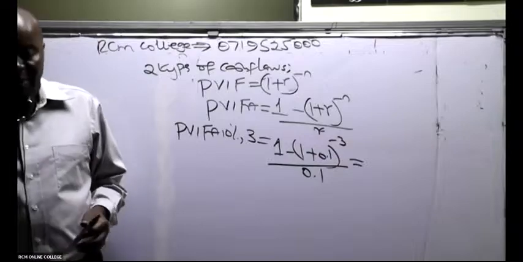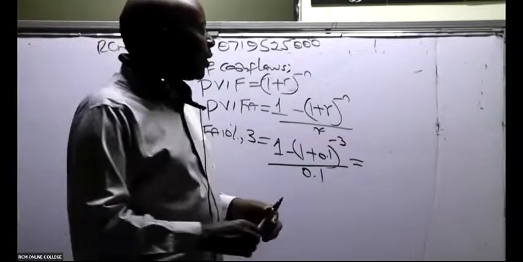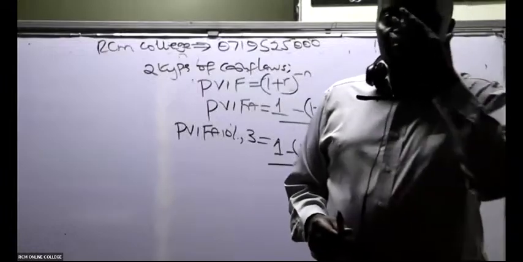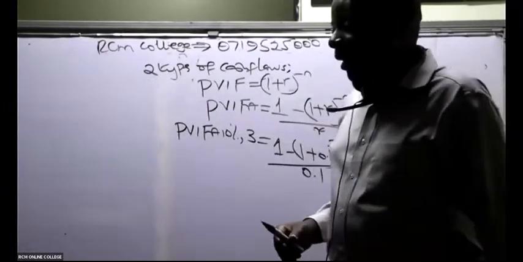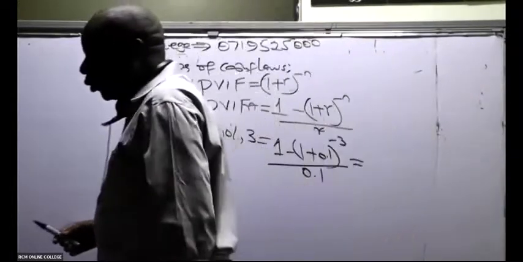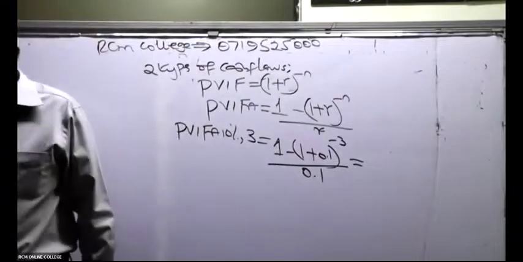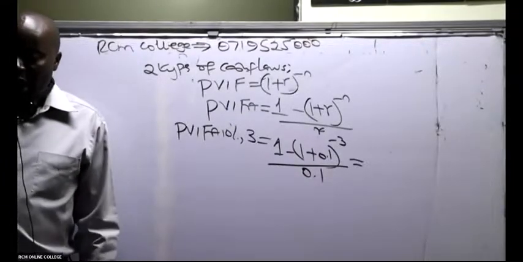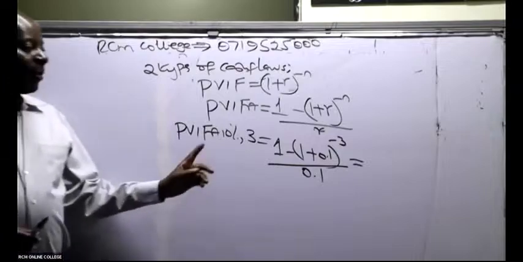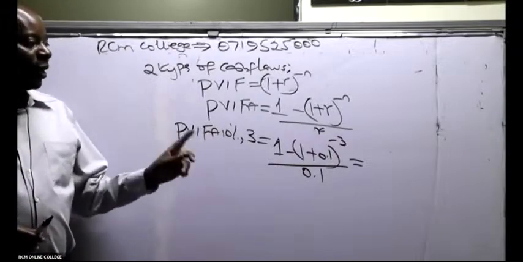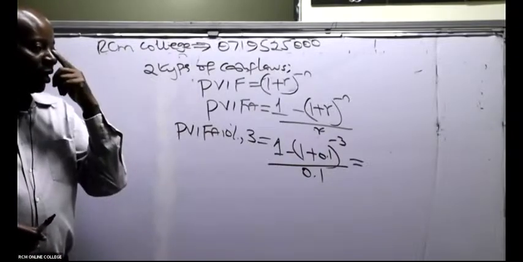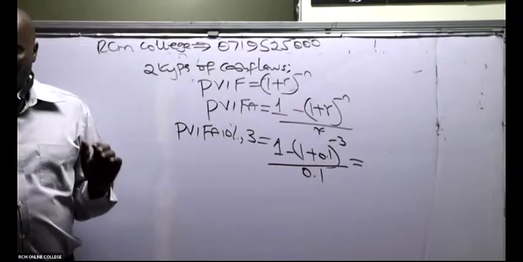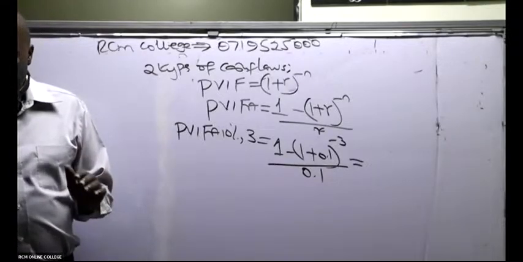I would want to see so many students giving me an answer for the PVFA. So how are we doing it? We are taking 1 minus 1.1 raised to -3, equals, and then whatever you do, you divide by 0.1.